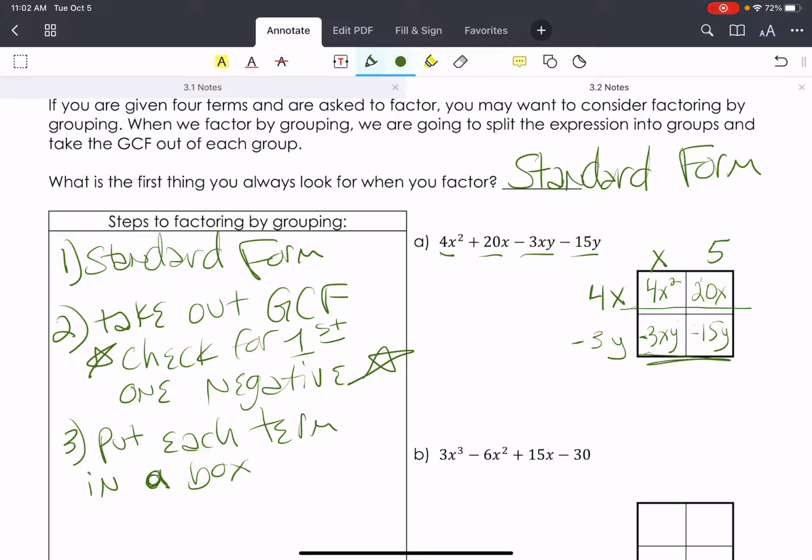Now, do you guys remember in the example at the top that I showed you at the beginning? Where did we put the parentheses last unit and the unit before? On the outside of the box, right? So if my answer is my parentheses, guess what? There they are on the outside of my box. 4x minus 3y times x plus 5.